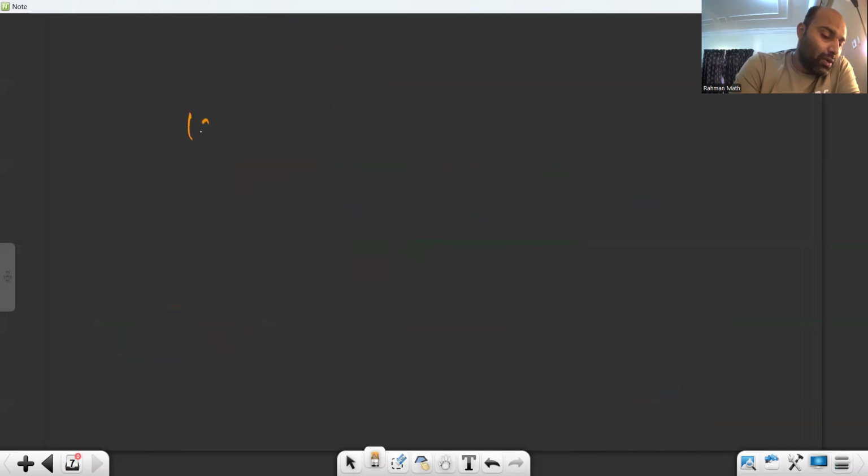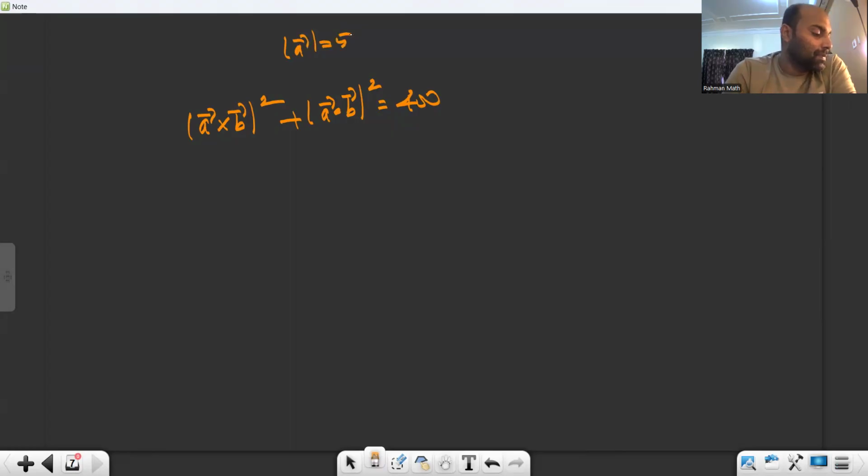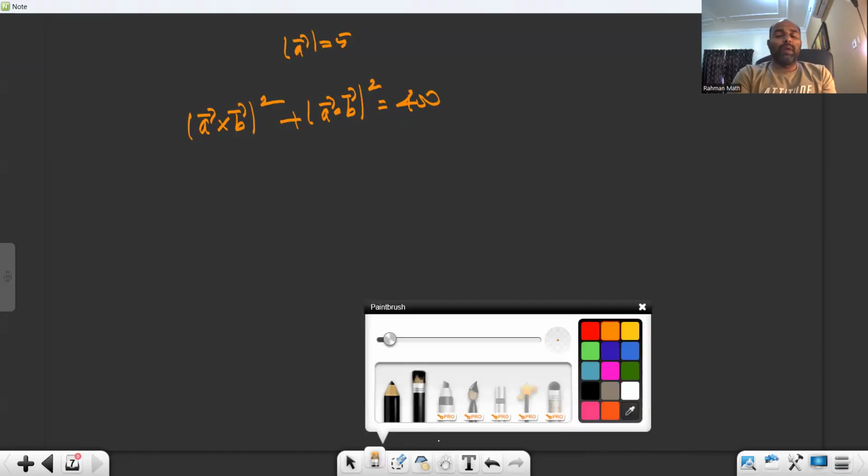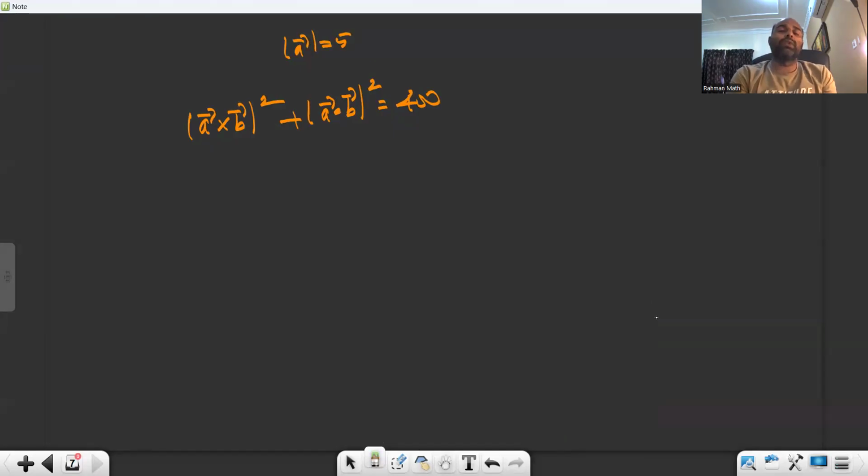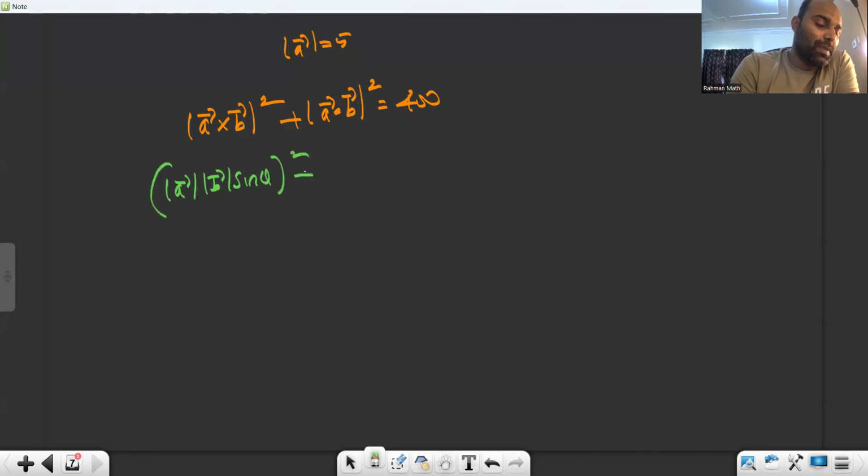Given that magnitude of A cross B square plus A dot B square equal to 400 and the magnitude of A is 5. We want to find the magnitude of B. What is magnitude of A cross B? Magnitude A, magnitude B sine theta, squared. This is the standard result.